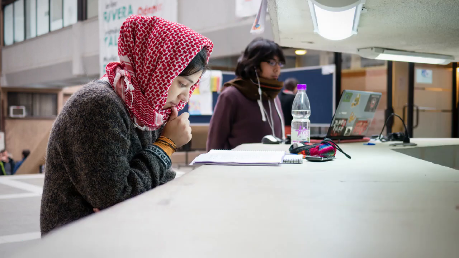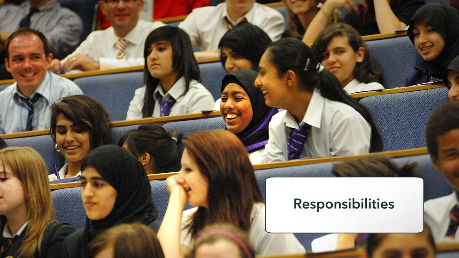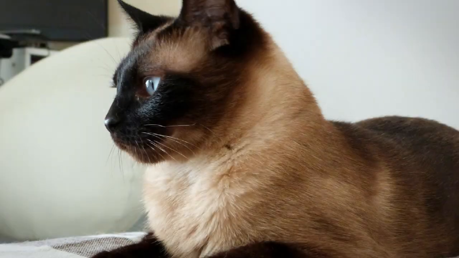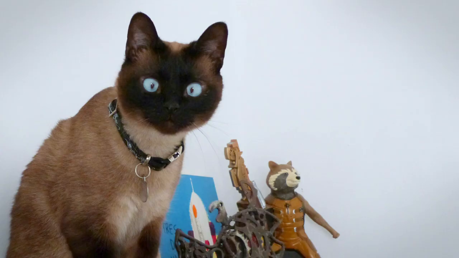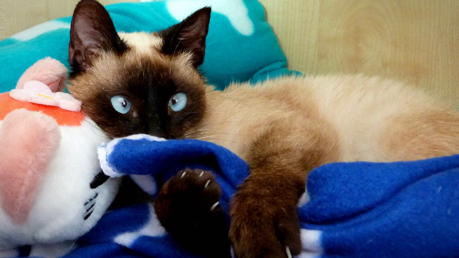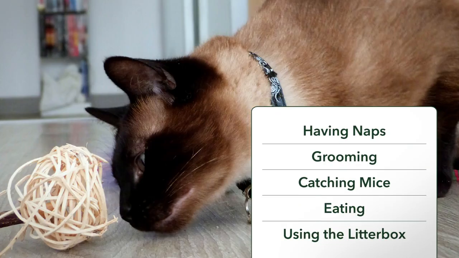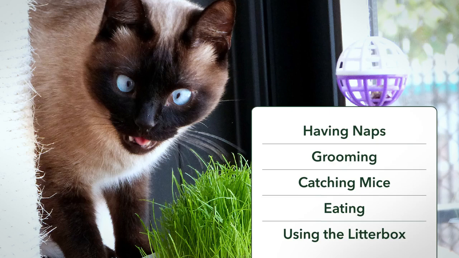In addition to attributes, an abstraction should describe a concept's basic behaviors. For a student, those behaviors would be studying, doing assignments, and attending lectures. These are the responsibilities that this student abstraction does for its purpose. See if you can identify relevant behaviors for a concept. Give examples of behaviors for a house cat from the perspective of a cat owner. A house cat has a pretty low-activity lifestyle and not much purpose other than to nap. Perhaps you said having naps, grooming, catching mice in the house, eating, and using the litter box.